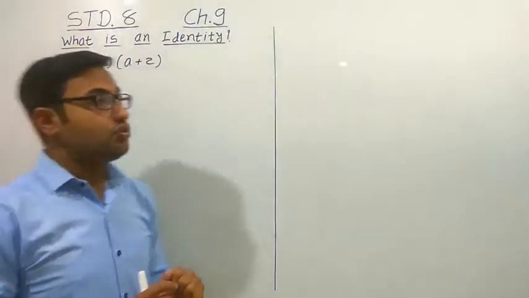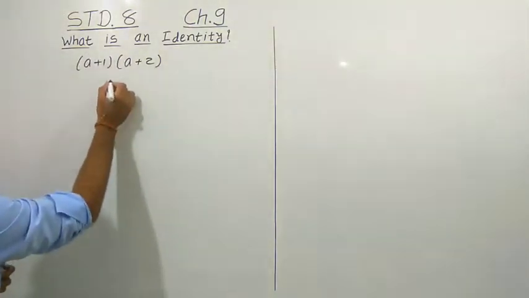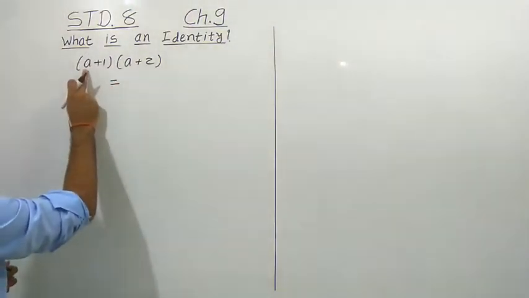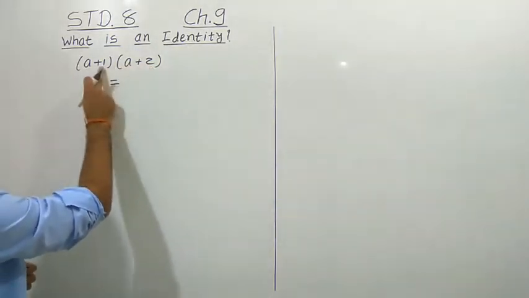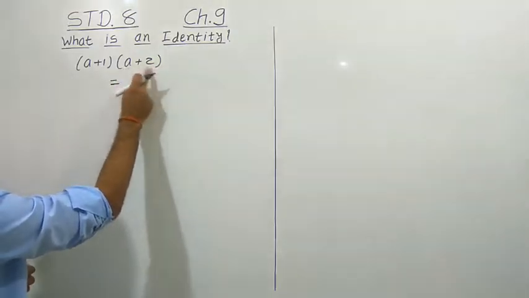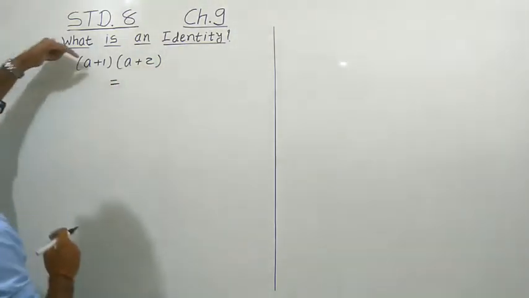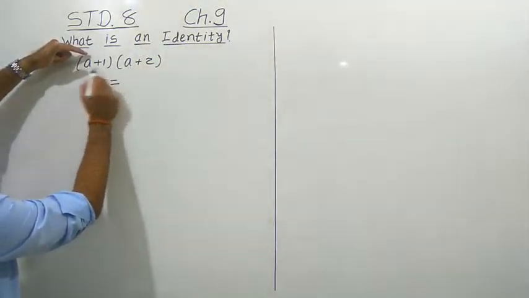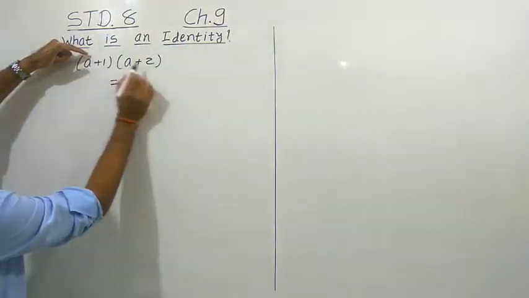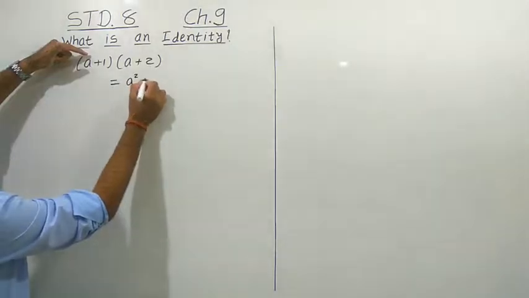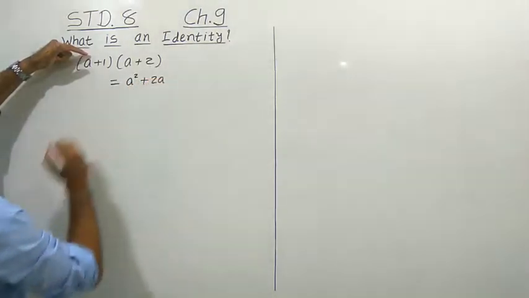Now we know how to multiply it, right? When we have to multiply it, consider the first term and multiply it with both the terms. Consider the second term and multiply it with both the terms. So first we will multiply this a with a. So a and a is a square. Now multiply this a with 2. So 2 into a, that is 2a.